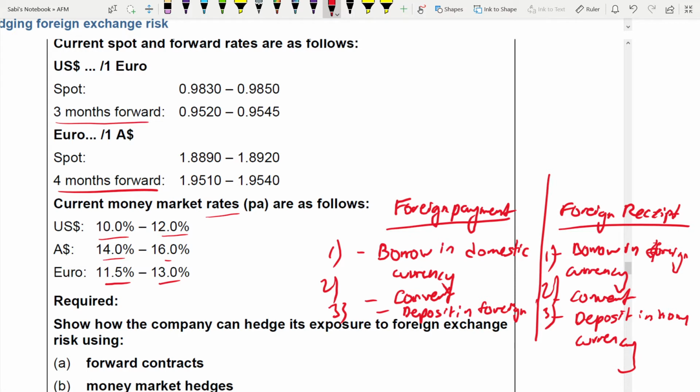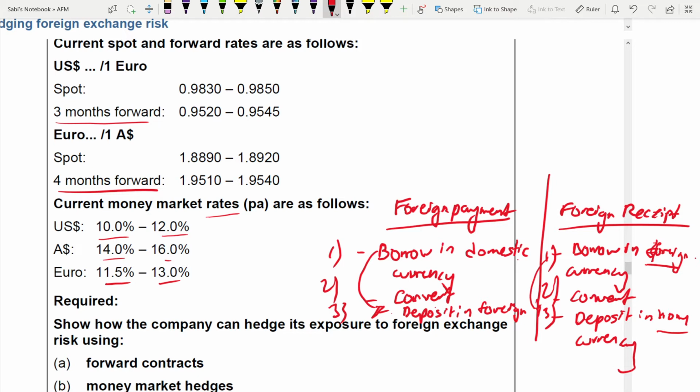So this will be opposite to this. If you borrow in domestic, here in the third step you will be depositing in foreign. Here, if you borrow in foreign, in the third step you will be depositing in home. This is just the opposite. And here the second step is always convert, either to foreign or to your home currency.